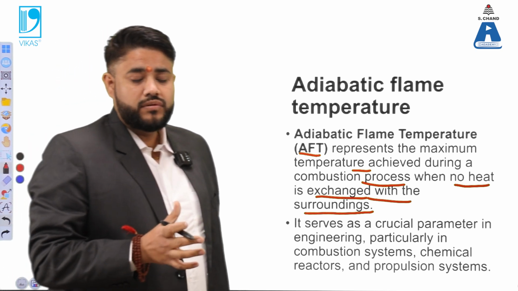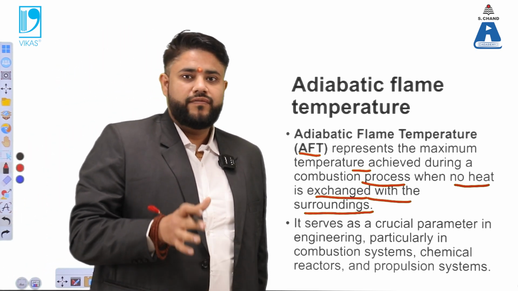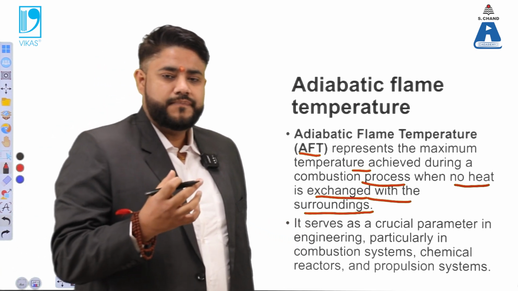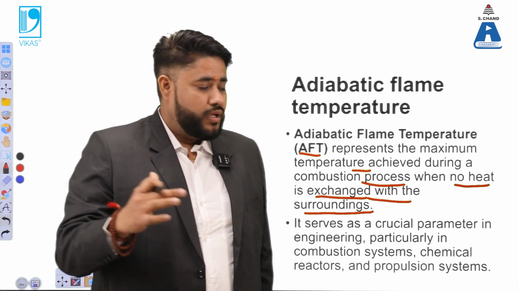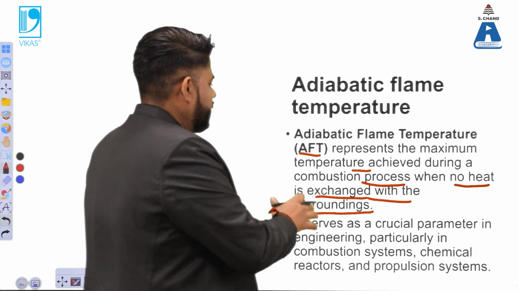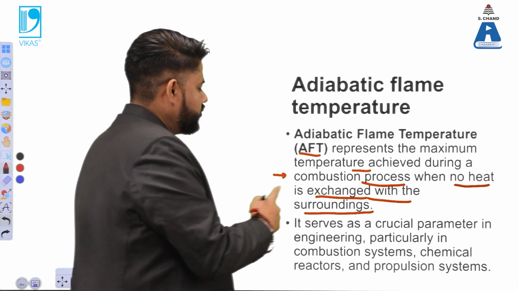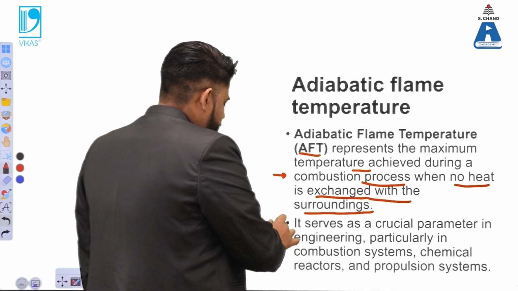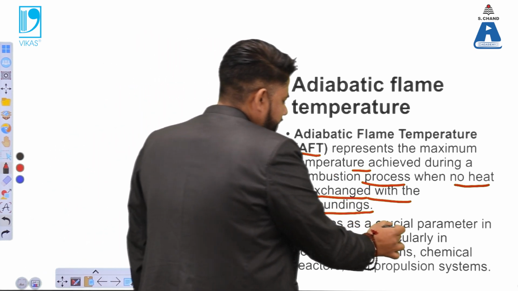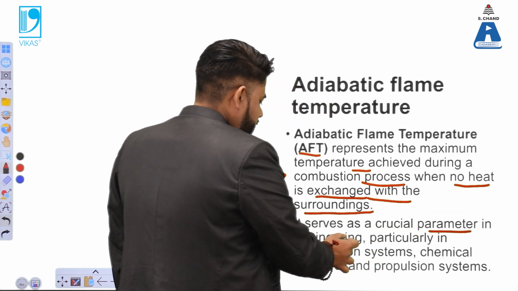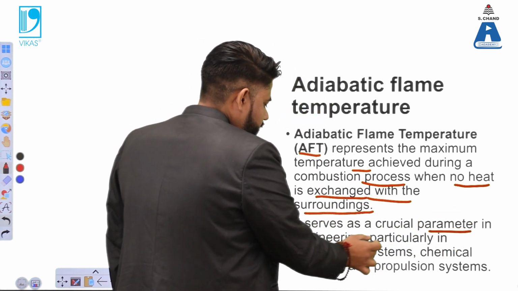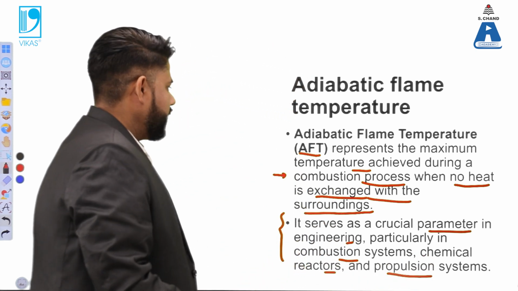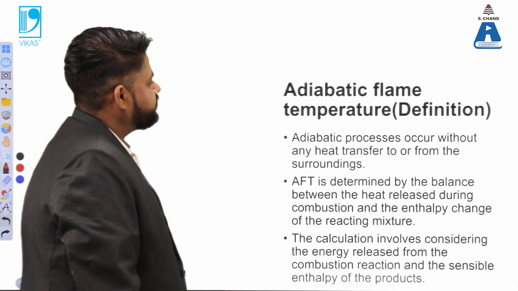So what we have to pursue in this adiabatic flame temperature is basically the maximum temperature value which is achieved in the combustion process, provided that there is no heat exchange to the surroundings. So what does it basically serve? It acts as a very critical parameter in engineering applications, particularly in combustion systems, chemical reactors, or you can say the propulsion systems. We'll look more into the details.